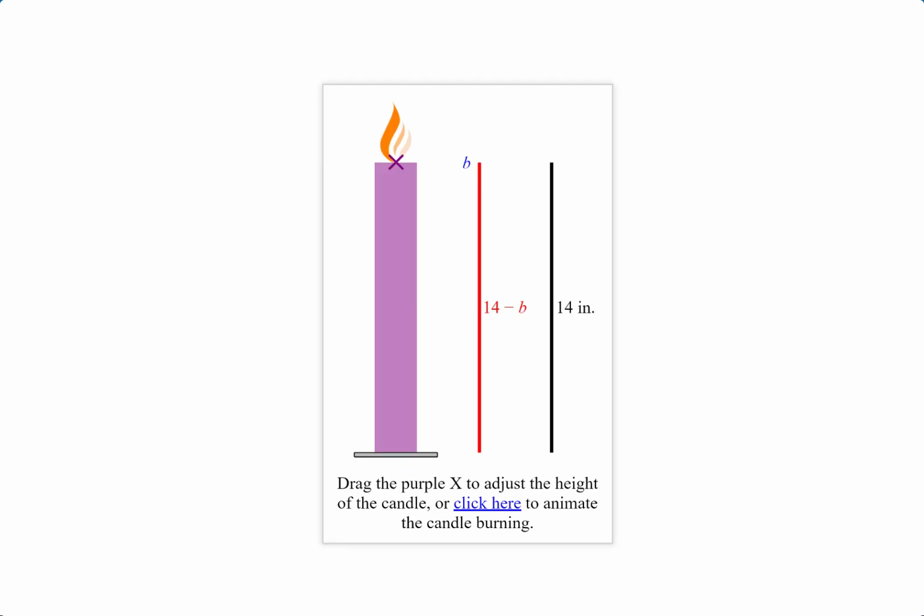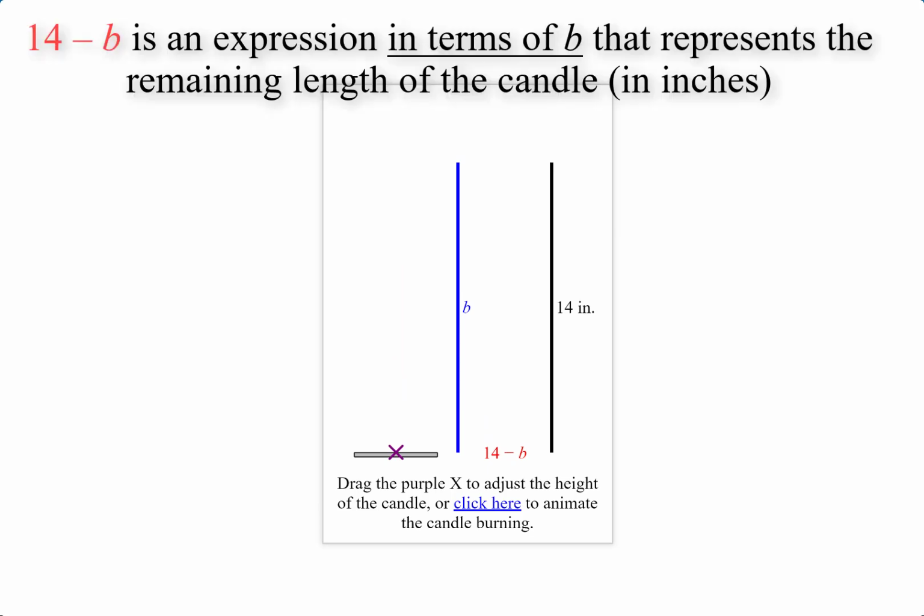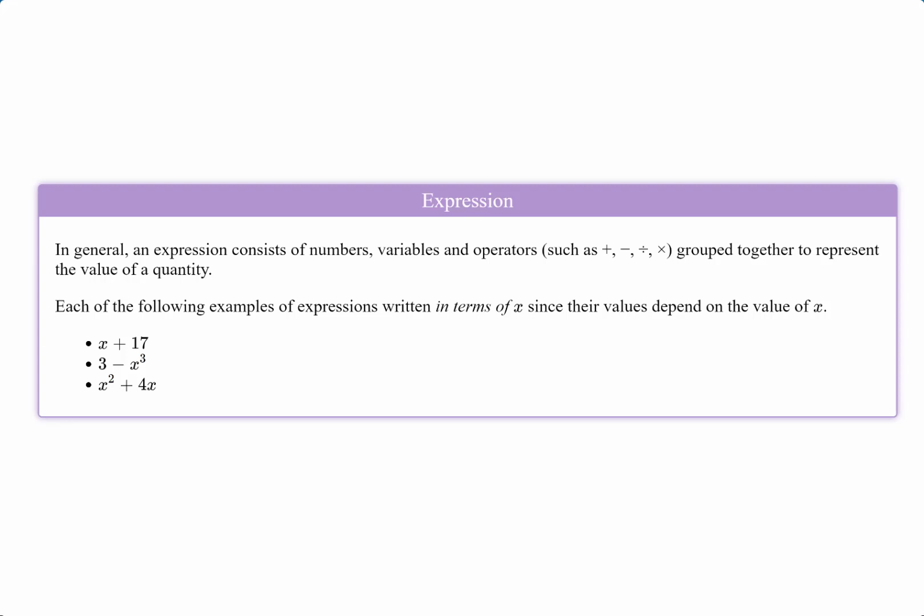Therefore, we can reconceptualize the situation as in this animation, where we have the variable B representing the burned length of the candle in inches, and then 14 minus B always tells us the remaining length of the candle in inches. And therefore, we say 14 minus B is an expression in terms of B that represents the remaining length of the candle in inches. Now, we say this expression is in terms of B because we're using the variable B to represent the value of this new quantity. So we can formalize this idea.